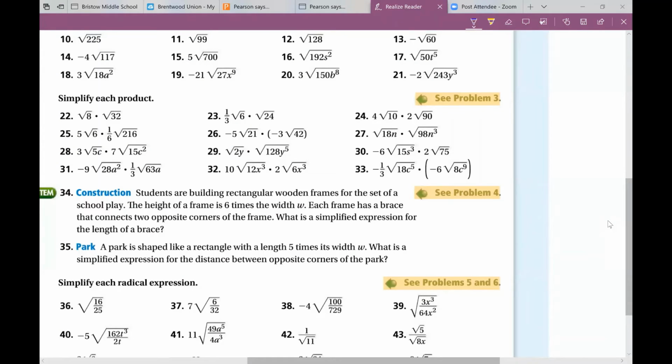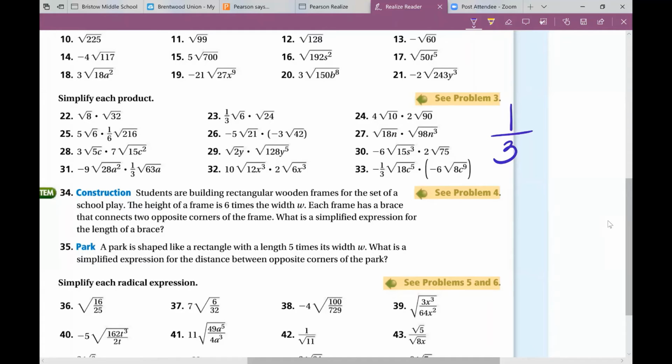In the next section below, starting with number 23, you are being asked to multiply radicals together. So if you look at 23, we've got a 1/3 that's on the outside of the radical sign. So I'm going to write it down. Can't do anything with it yet.